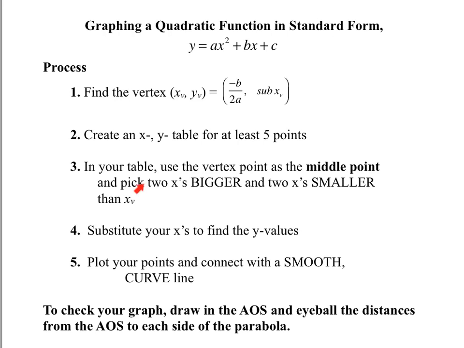You're going to have to pick two x's that are bigger than the vertex x value and two x's smaller than the vertex x value. You're going to substitute your values and find the y values that go with those other 4 points. You're going to plot your points and connect with a smooth curved line. You can also eyeball the axis of symmetry to see that the graph is symmetric on either side of the vertex.